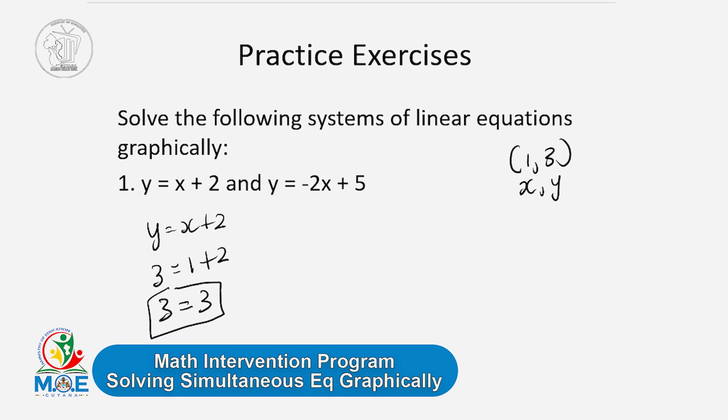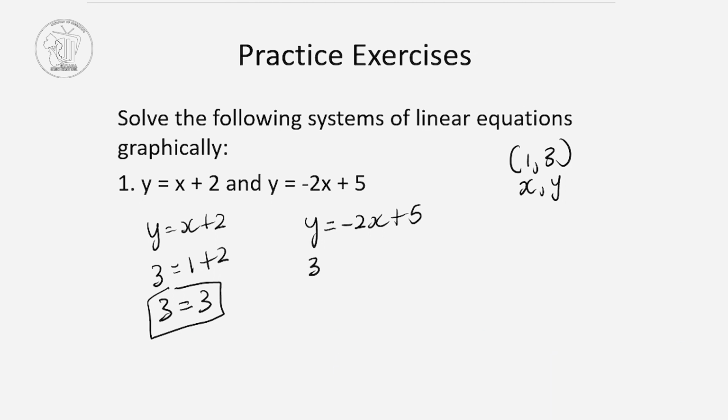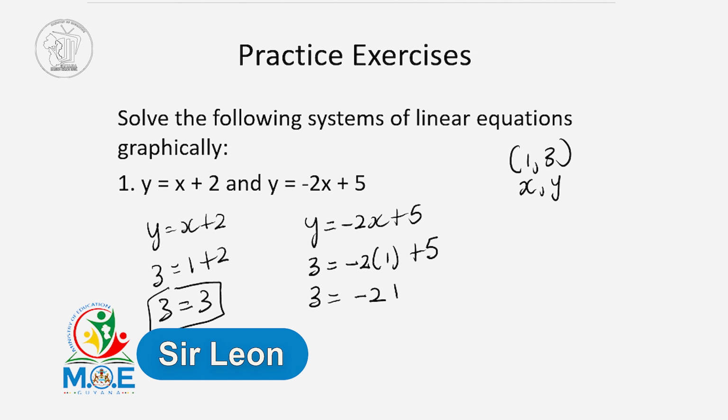And we go to the second one, which is y equal negative 2x plus 5. So we see y would be equal to 3. And this will be negative 2 times x, which is 1, plus 5. So 3 would be equal to negative 2 times 1, which is negative 2, plus 5. And negative 2 plus 5 will be equal to 3. So 3 is equal to 3. So that checks out and that checks out. So our solution would indeed be 1, 3.